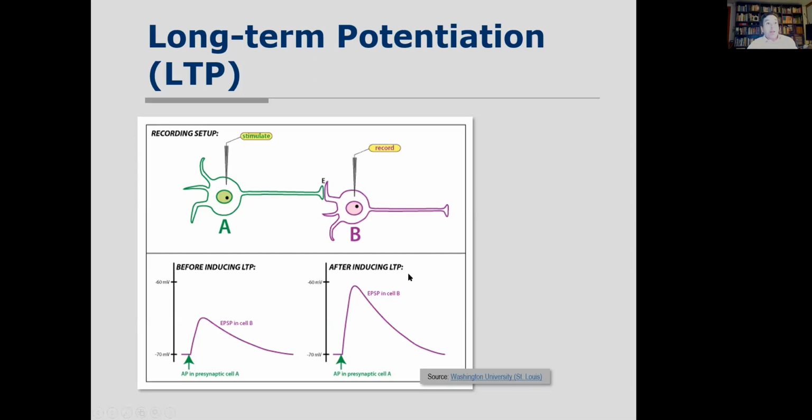After the learning, after strengthening that synapse, after those biochemical changes that we described, you do the stimulation in neuron A, and you see the result is almost twice as big in neuron B. The EPSP, or the potential change, is minus 60 millivolts instead of minus 65 millivolts in cell B. So that's the strengthening of the synapse.